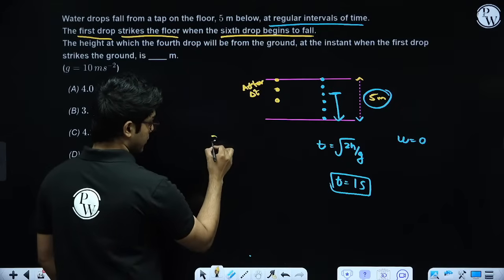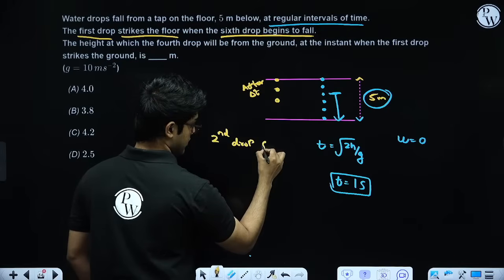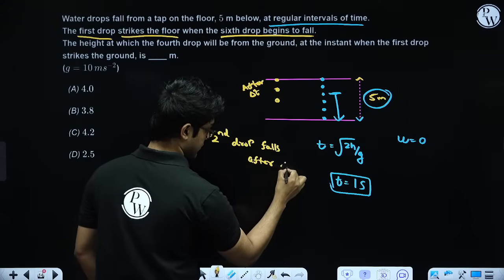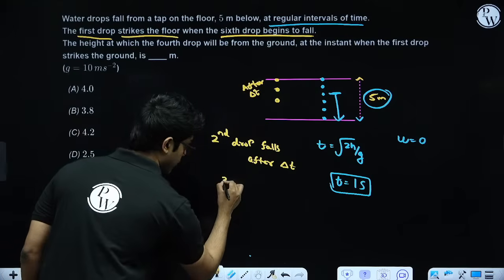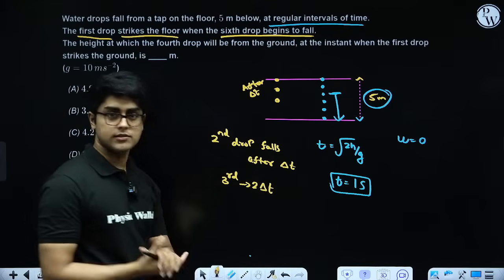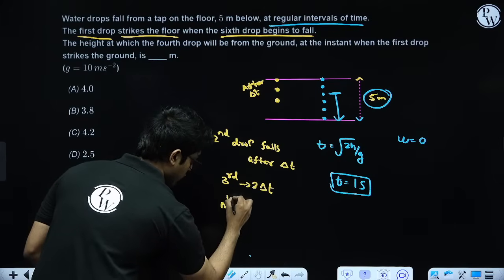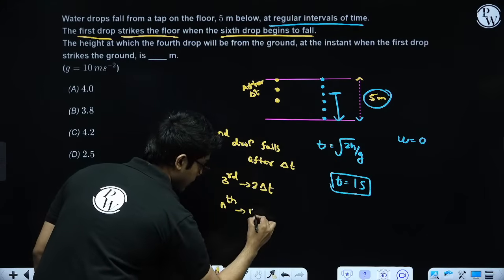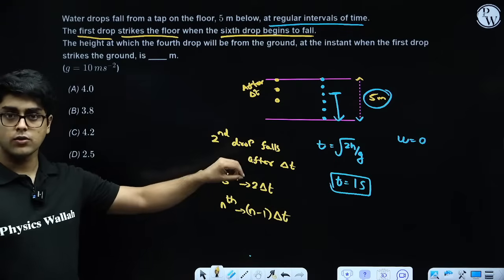So the second drop falls after delta t, right? If I ask you when is the third drop starting to fall, it happens after 2 delta t, where delta t is the time between successive drops dripping. If I ask you when is the nth drop just starting to come out, you can look at the pattern and say it happens after n minus 1 delta t seconds. So the first drop comes out at t equal to 0.